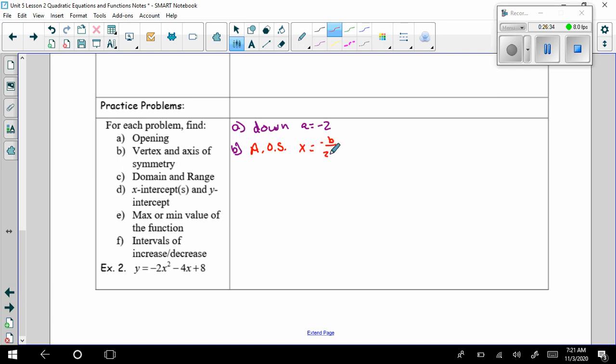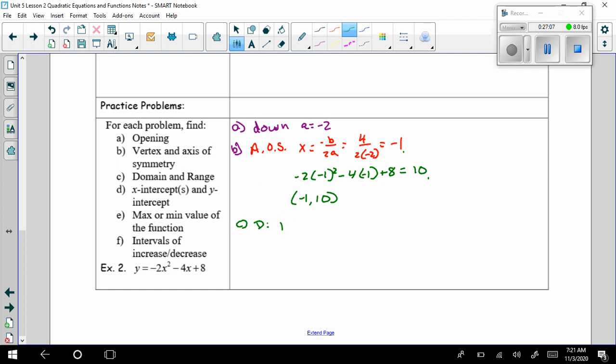X equals negative b over 2a, so it equals the opposite of negative 4, so 4 over 2 times negative 2. So that's negative 1. Then to find our vertex, remember we're going to plug that value in, so we get negative 2 times negative 1 squared minus 4 times negative 1 plus 8. So we get 10 for that. So our vertex is at negative 1, 10. Keep in mind input, output here.